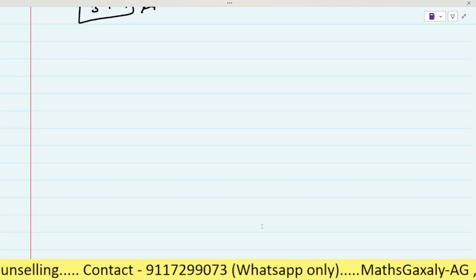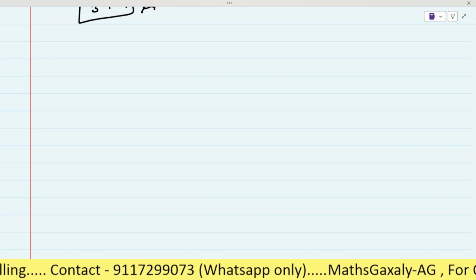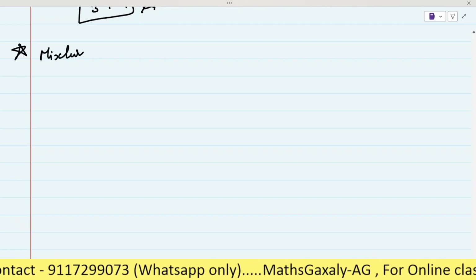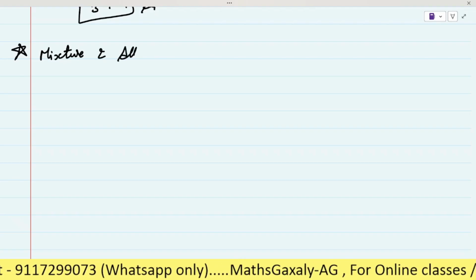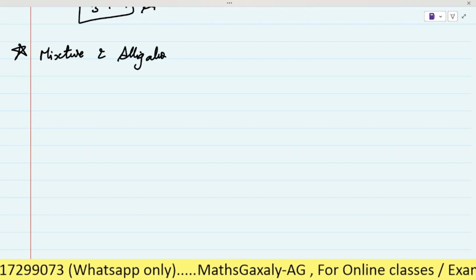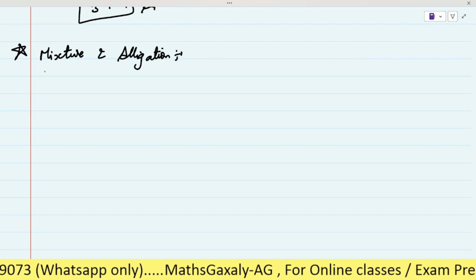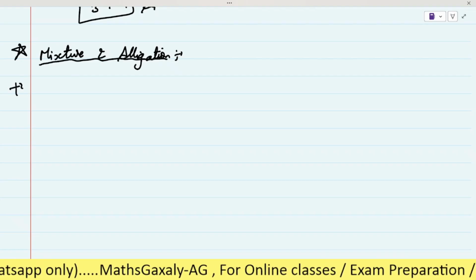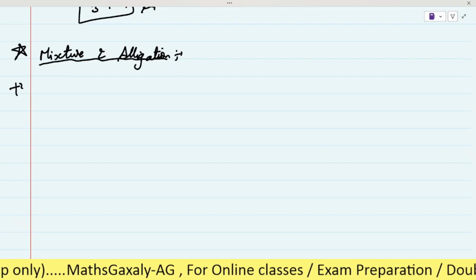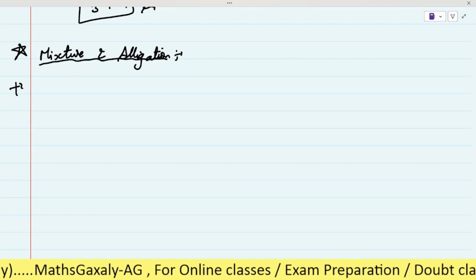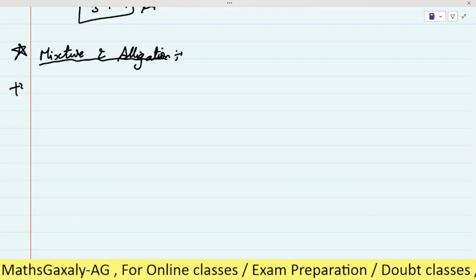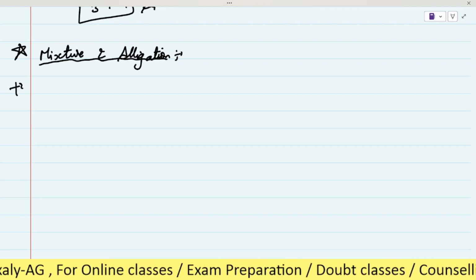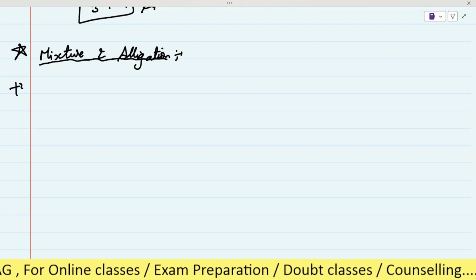Today we will start mixture and alligation, okay? Mixture and alligation. It says that in a mixture, when two or more substances are mixed in a ratio, then the resultant substance is called a mixture.